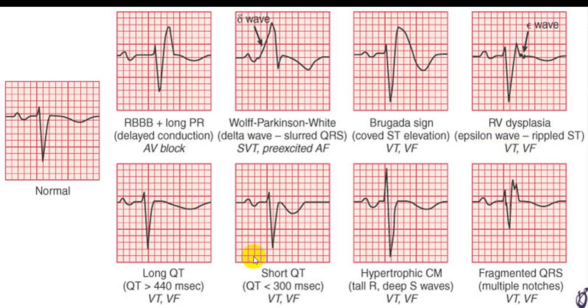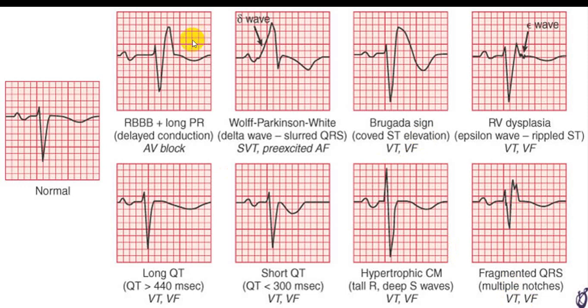Long QT, short QT, they are again more prone to VT/VF, where long QT is more common as compared to short QT. Hypertrophic cardiomyopathy patients are also more prone to have VT/VF, and if there is a fragmented QRS complex in a chest lead, again that is also more prone to have VT/VF.